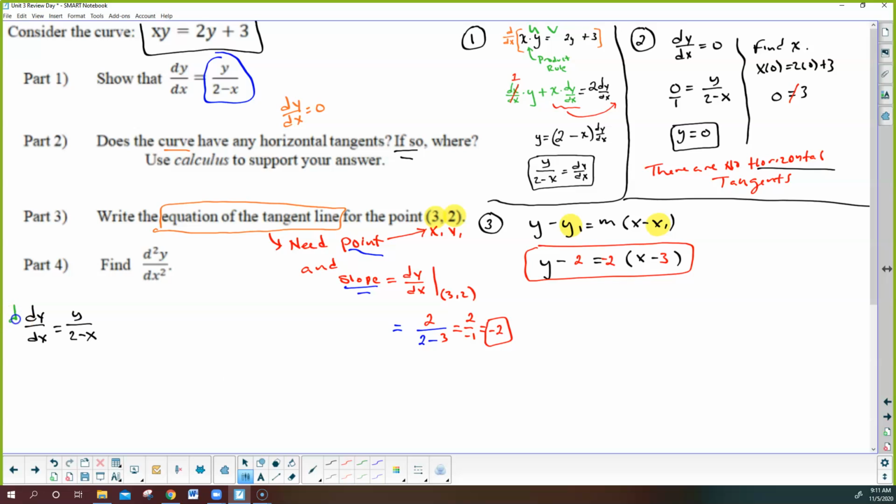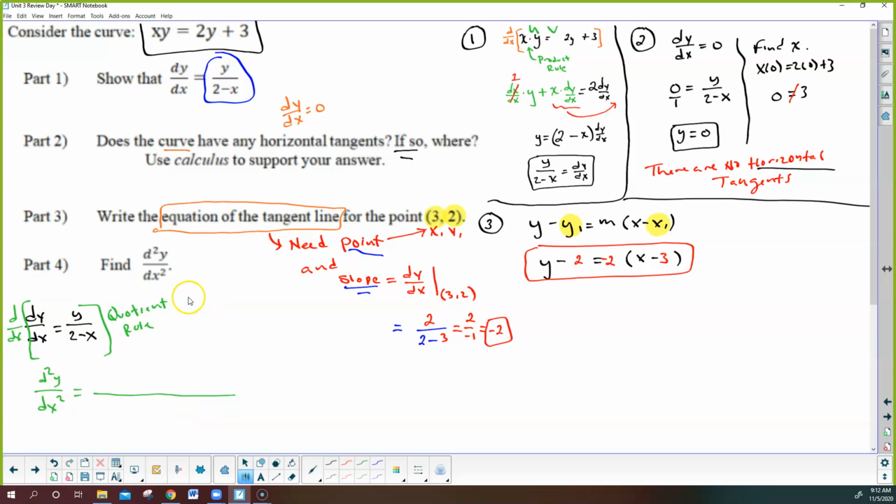So if I take the derivative of both sides, notice d times dy gives me d squared y over dx squared. That's where we get this notation from. And then to do the right side, it's the quotient rule. Now, again, you don't have to do this part. You don't have to show any work for this.